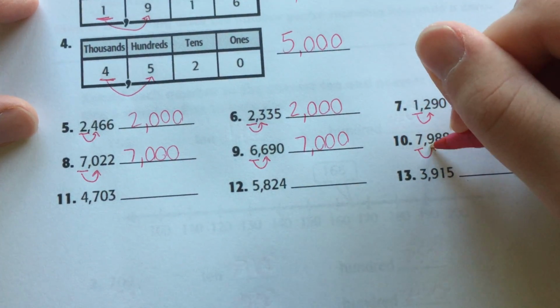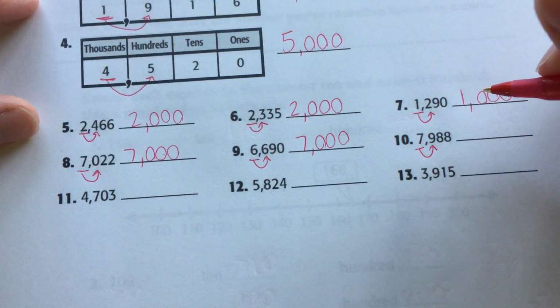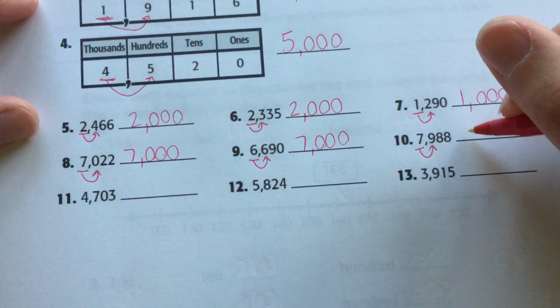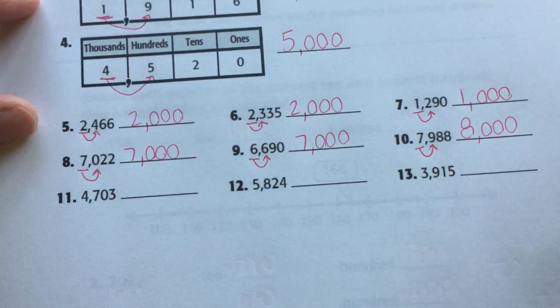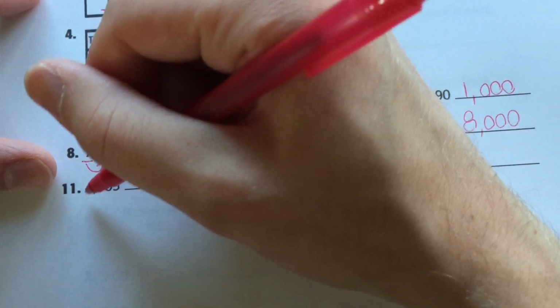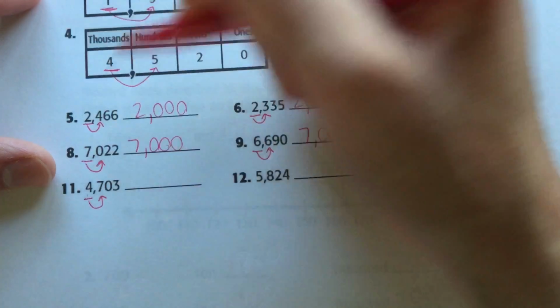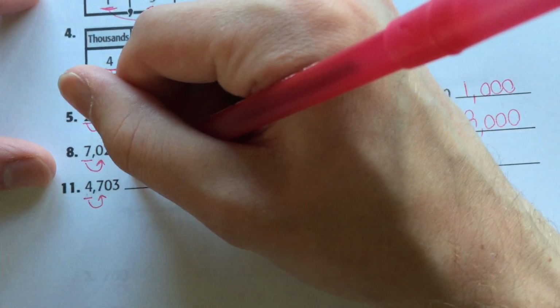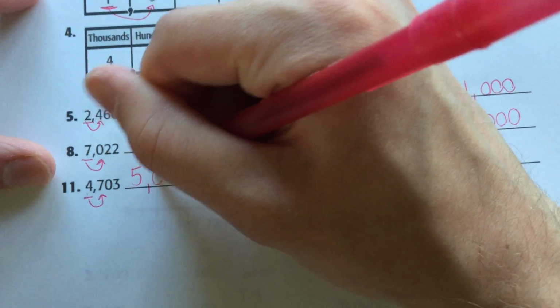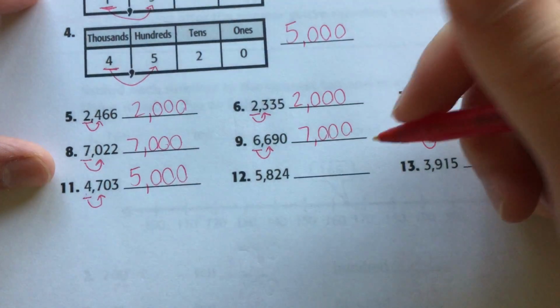7, looking at the 9, 9 falls between 5 and 9, which tells me that 7 is going to increase to 8. Everything else becomes a 0. 4 is the number we're rounding. Looking at the 7 then, 7 falls between 5 and 9. That 4 is going to turn into a 5. Everything else turns into a 0.